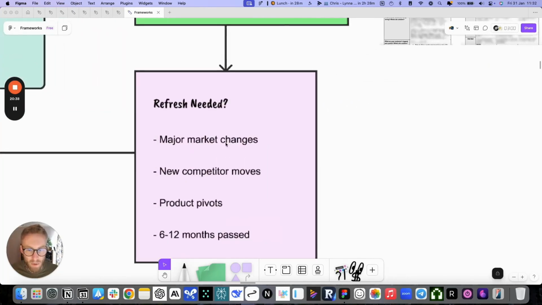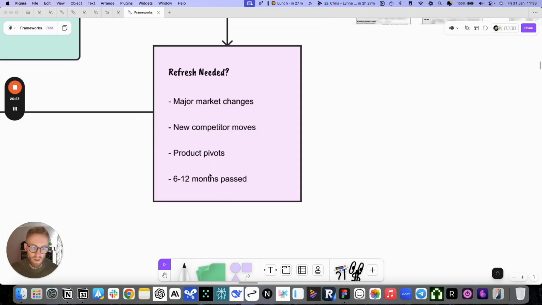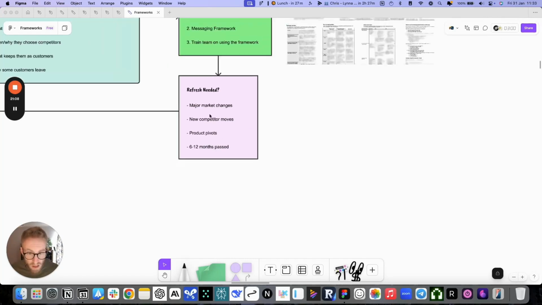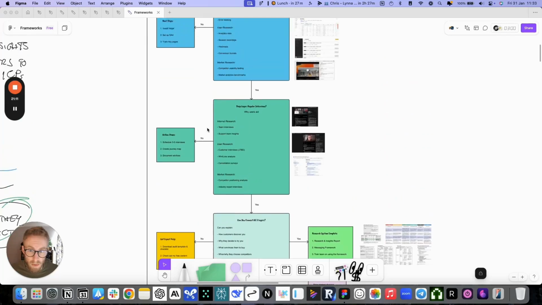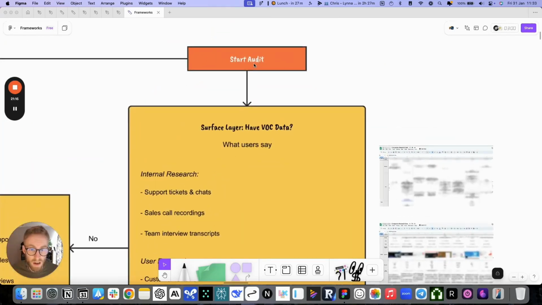But then we also need to keep it fresh, right? So anytime there are major market changes, new competitors popping up, you might pivot your product or change direction or introduce a new feature that kind of influences the market. Or I recommend at least 6 months or once a year. I always recommend to revisit the whole system. And basically once this is done, you would go back to the top and start your audit again.